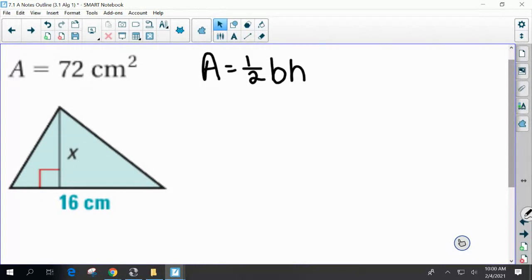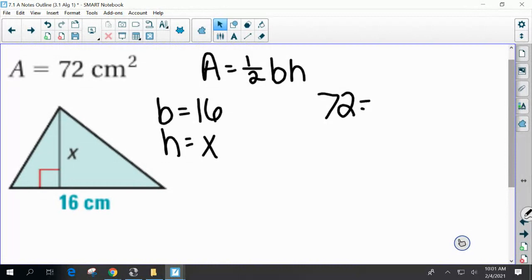So here in this picture, A is 72. What's B and H? Base and height. Yeah, so what are they? A is 72. Base is what? 16. What's H? X, because we don't know. We don't know what the height is. We're trying to find that. So we're going to set up the equation and work backwards. So 72 equals 1/2 times 16 times X.